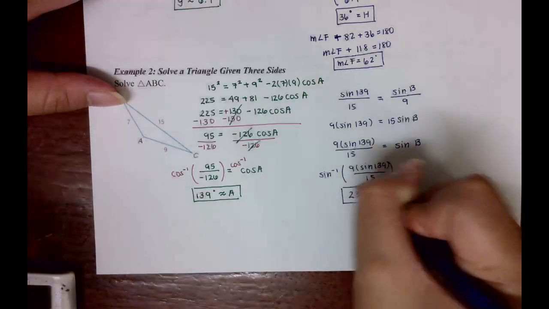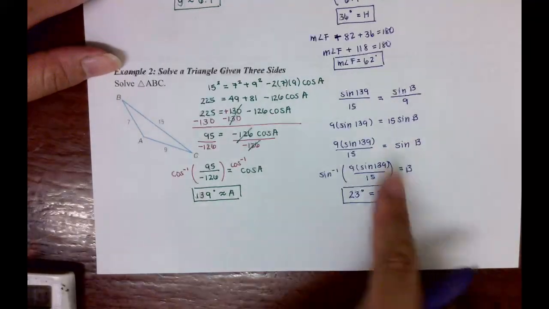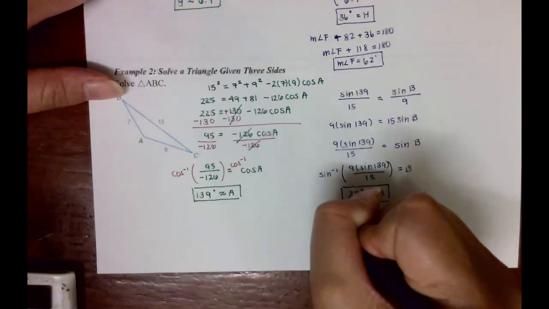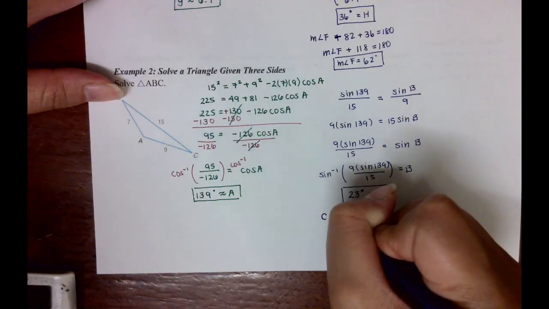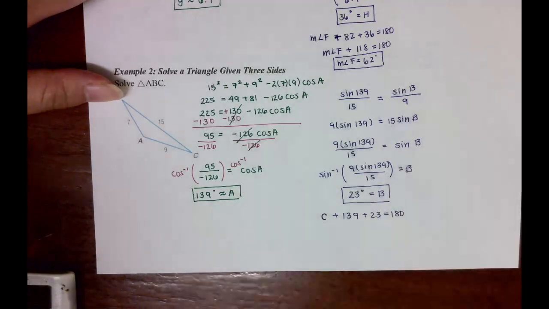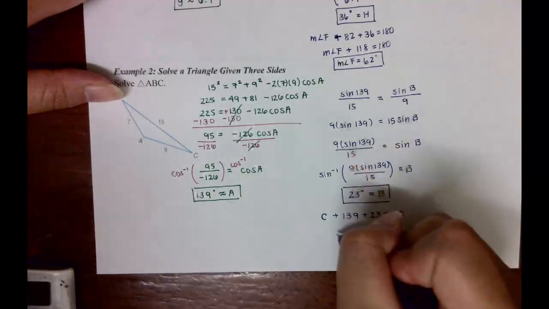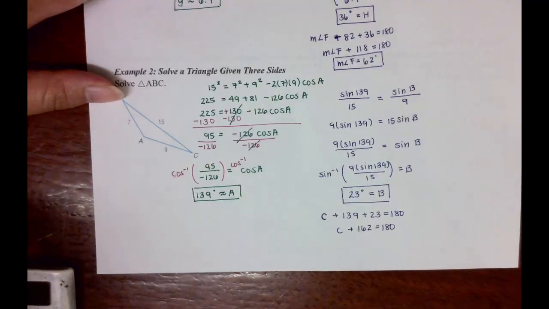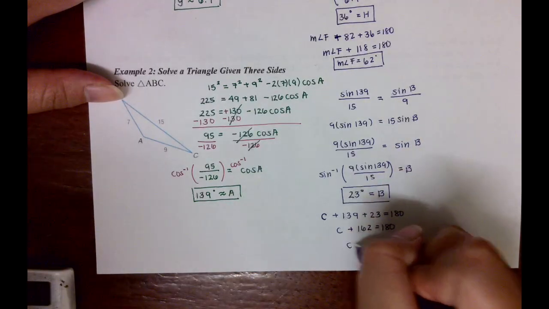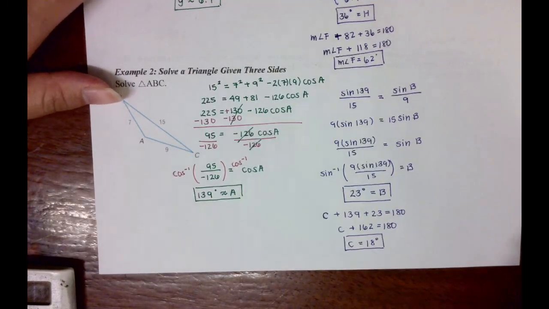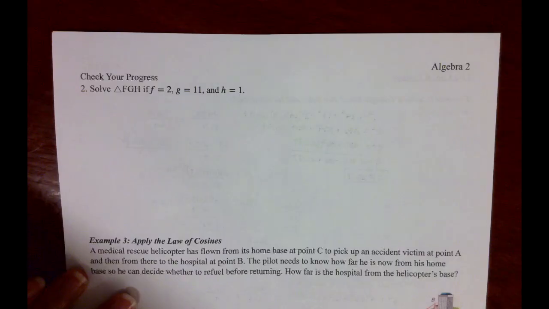Alright, now I have C. Again, I can use law of cosines, I can use law of sines, but since I already have two angles of my triangle, I know they add up to 180. So I can just do angle C plus angle A plus angle B should equal to 180. Right? 139 plus 23 is 162. And then 180 minus 162 is 18. So angle C is 18 degrees. And there you go. Okay, so then why don't you try CYP2 on your own, and then once you're done, come check the answer.